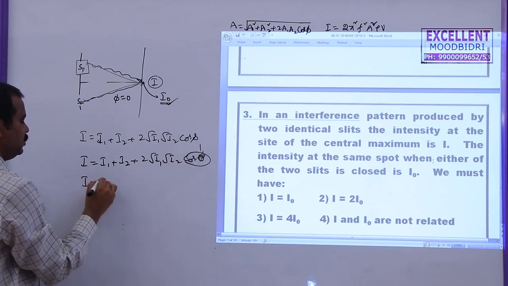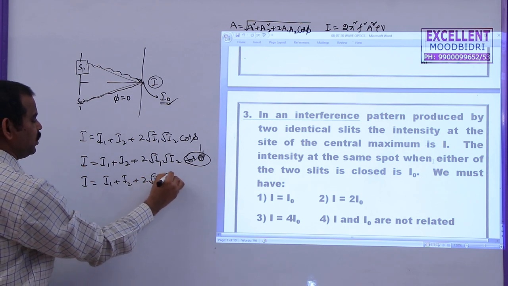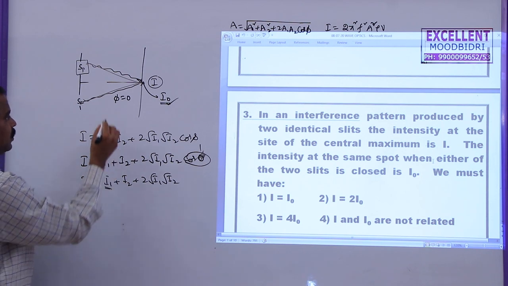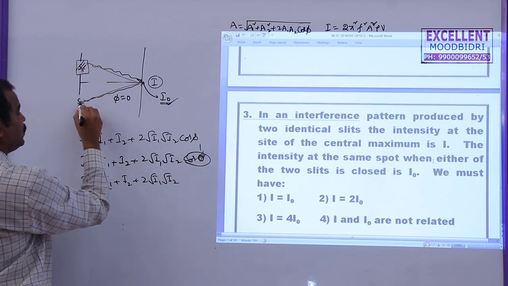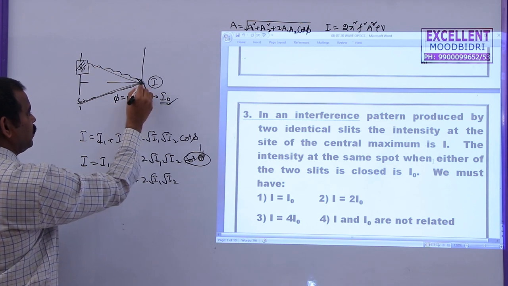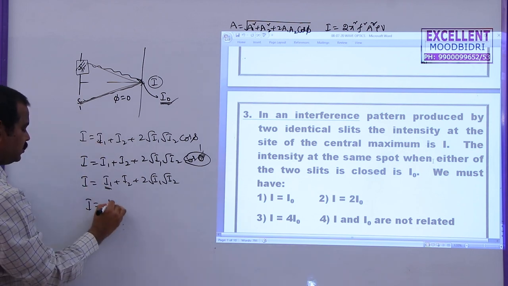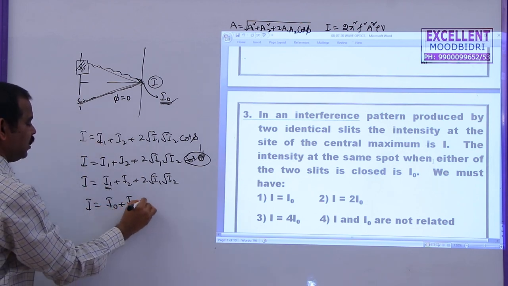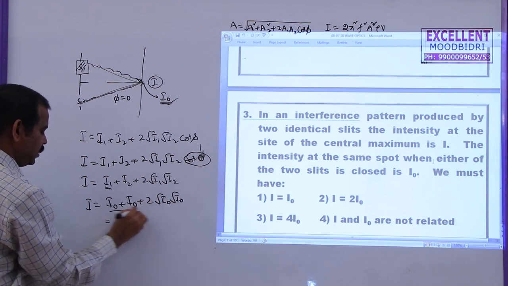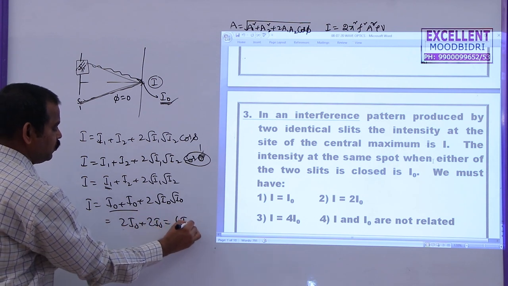So the intensity here is given by I1 plus I2 plus 2 root I1 root I2. If one of the slits is closed, then only that intensity will produce the fringe here. So this is the intensity of one of the slits. So I can be written as I naught plus I naught plus 2 root I naught root I naught, which can be written as 2 I naught plus 2 I naught, which is equal to 4 I naught.